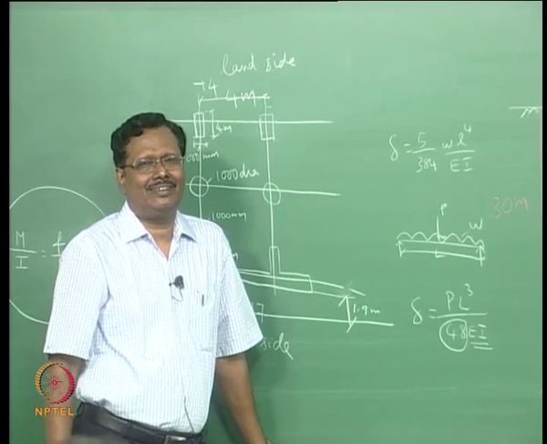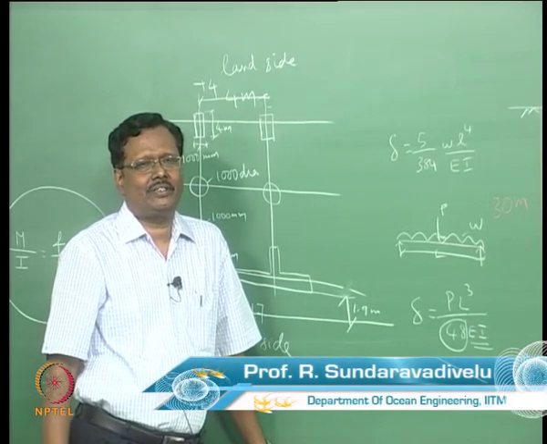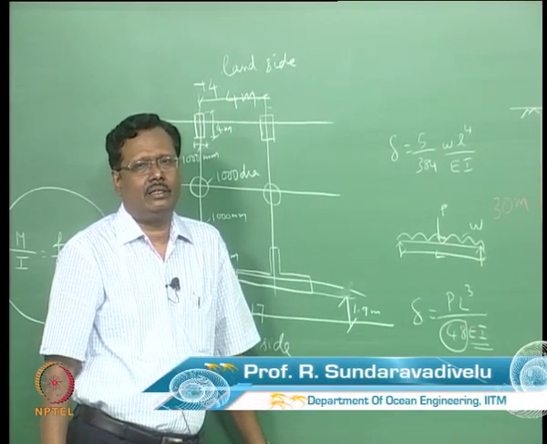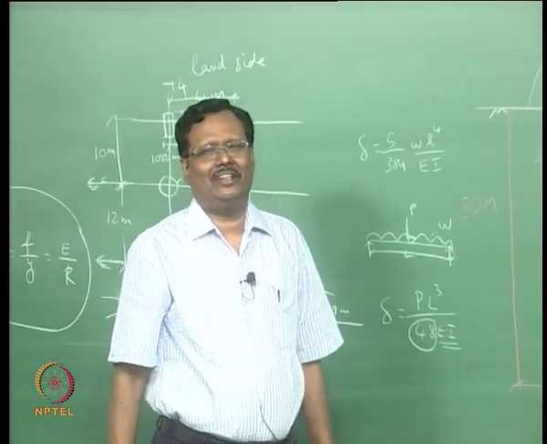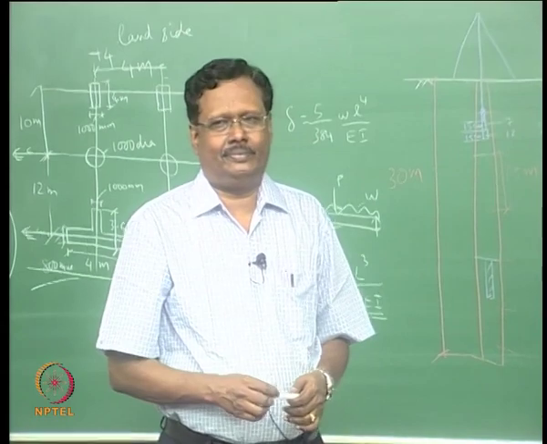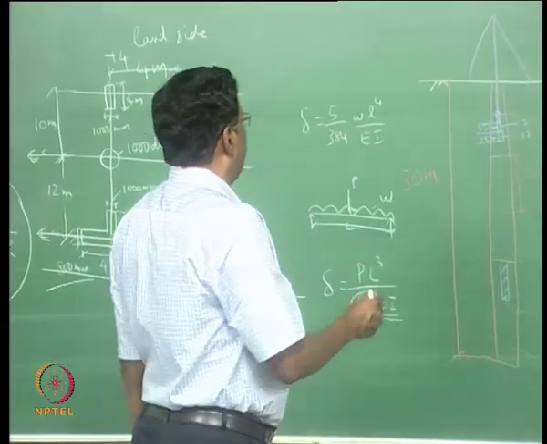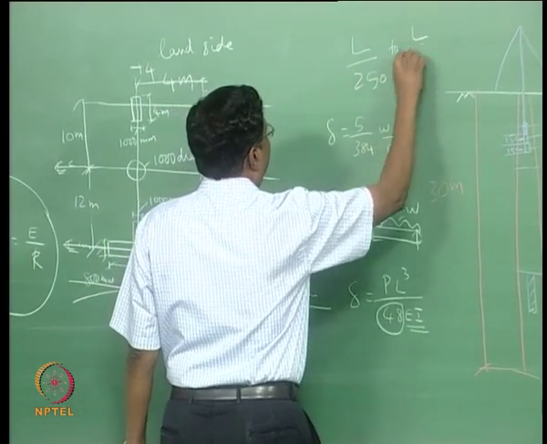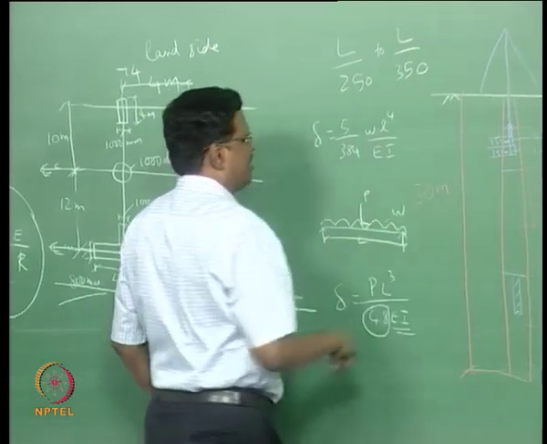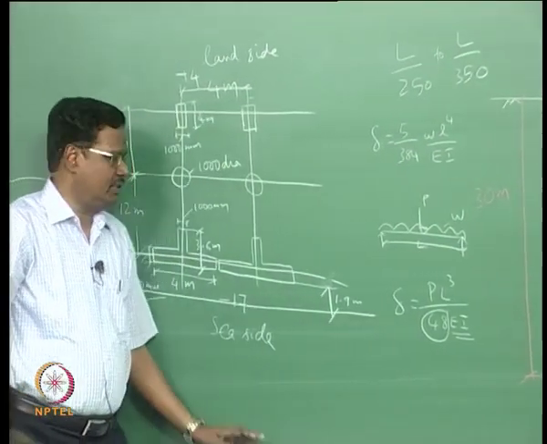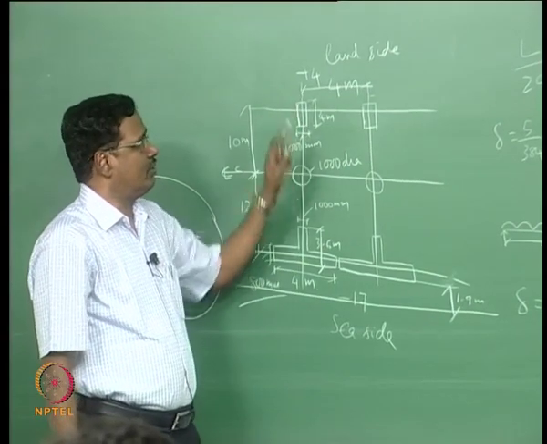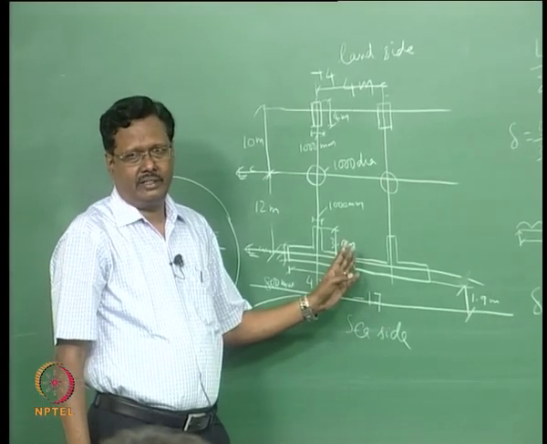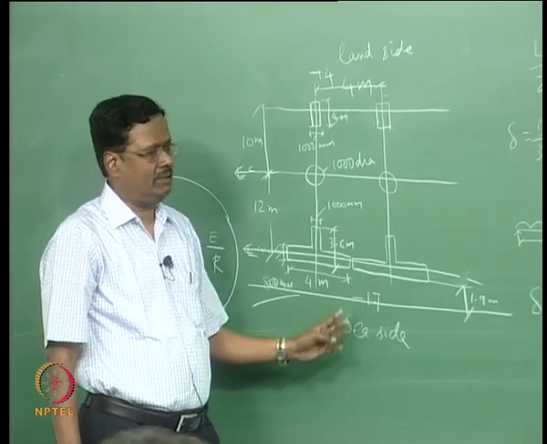Somebody was telling something. What is the limit for deflection? L by 20, that is depth. You are telling span by depth ratio. It is between L by 250 to L by 350. There are different cases during construction stage, considering all the live loads and things like that. But we do not know what is the span here, because it is going down below the seabed. So, we do not know the span.